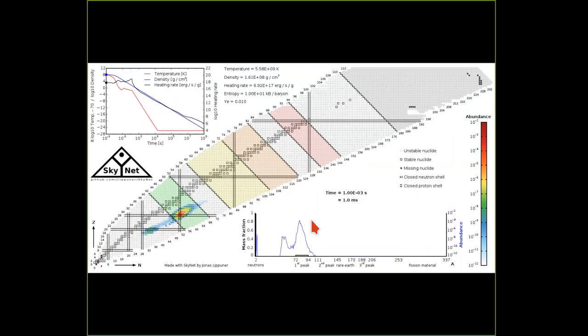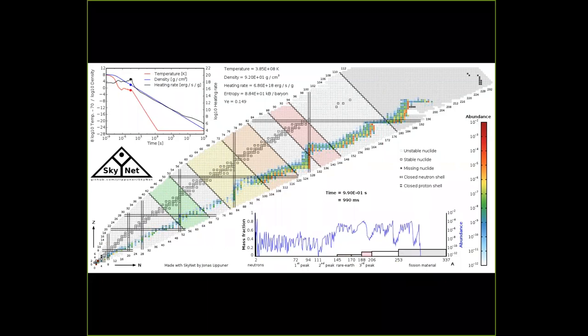And so I will just run this. Time is on a logarithmic scale, so the time will speed up as the movie goes on. So now neutron capture starts. We're capturing lots of neutrons. We're making elements up to mass like 300 or so. Now neutrons are exhausted and everything is decaying back to stability.